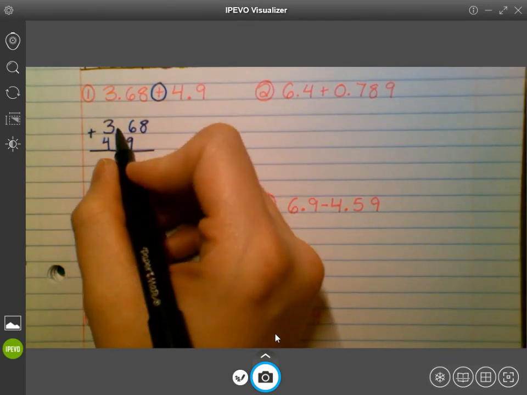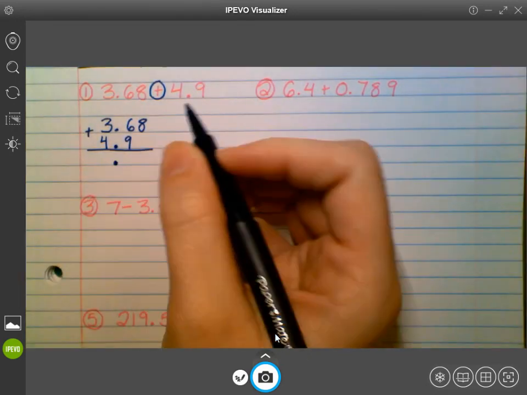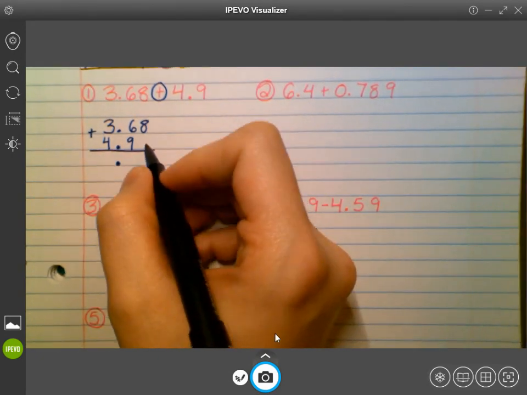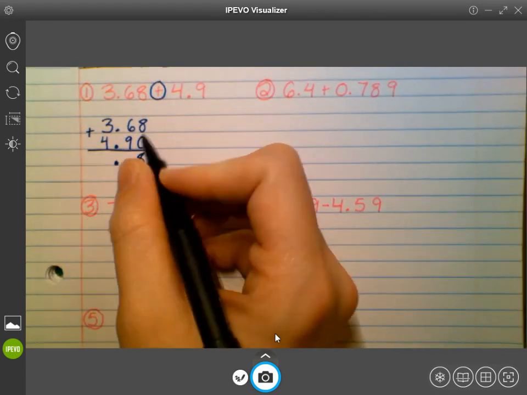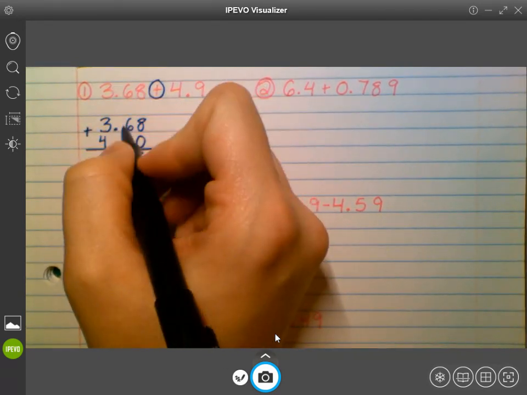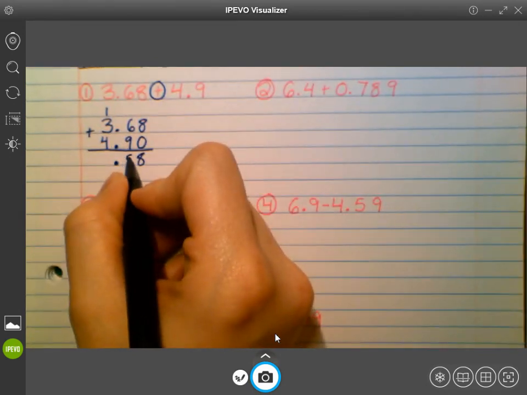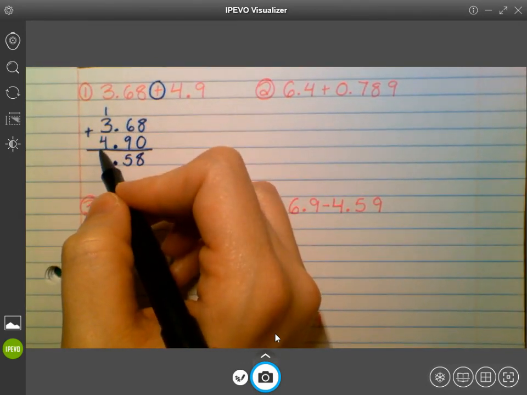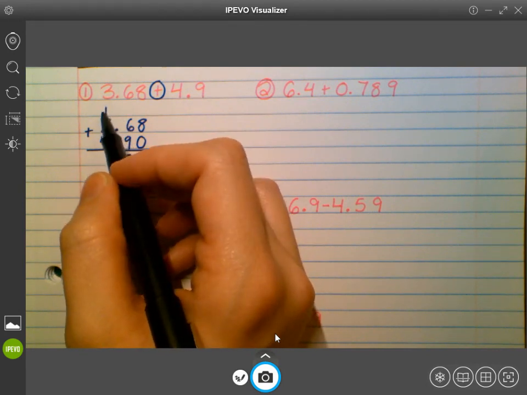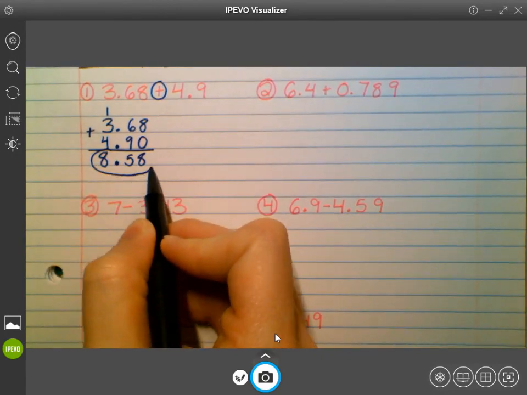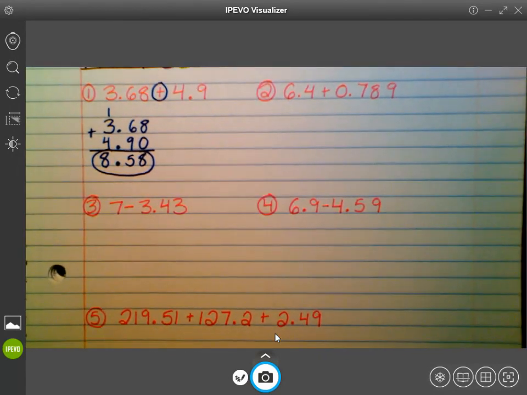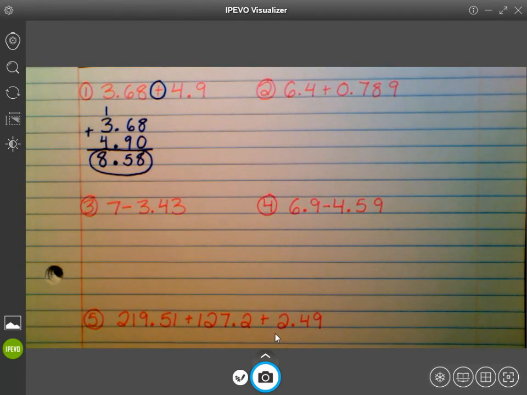So I lined them up. Now I need to drop down that decimal, and then I need to fill in any spaces. We have 1 space after the 9, so I'm going to put a 0. So 8 plus 0 is 8. 9 plus 6 is 15, so I'm going to carry the 1, write the 5. Then 3 plus 4 is 7, plus 1 is 8. So you should have ended up with 8 and 58 hundredths. How many people got 8 and 58 hundredths? Awesome. Hands down. You're right. You only had to carry the one once.